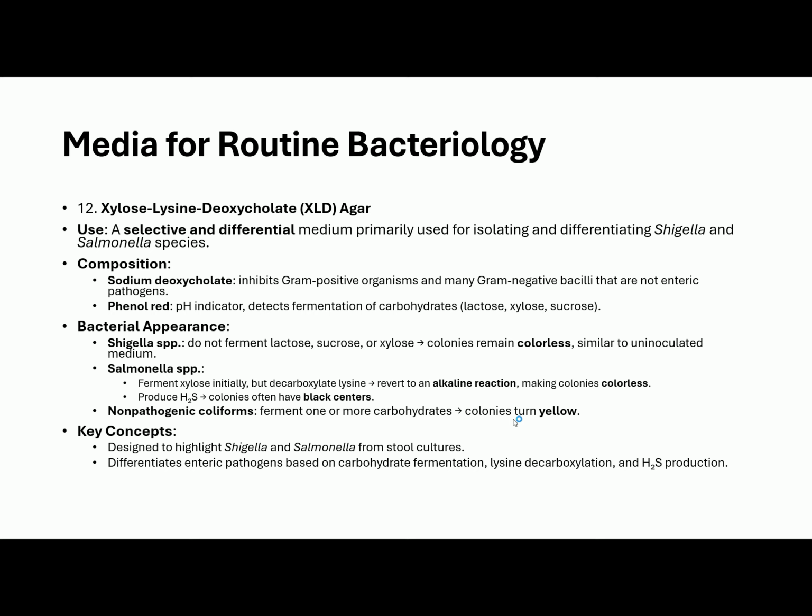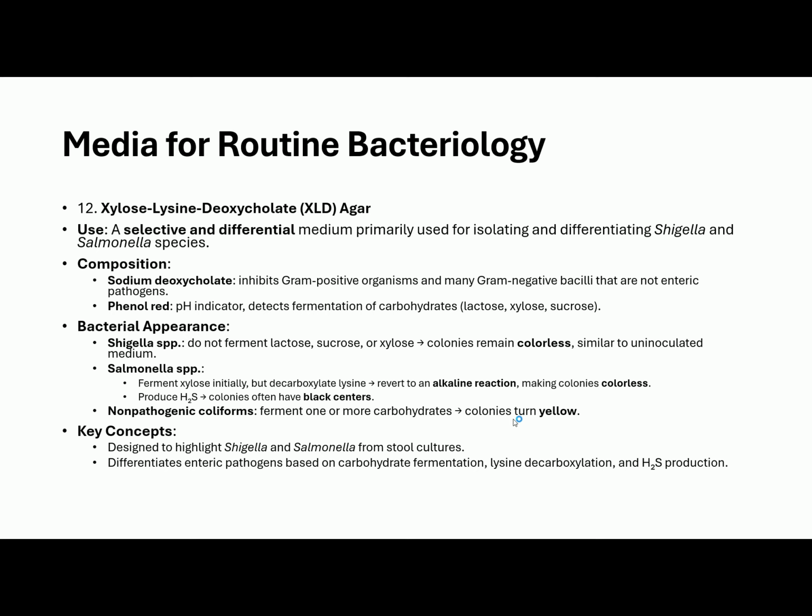Now, bacterial appearance, if it's Shigella, it does not ferment lactose, sucrose, or xylose, meaning the colonies would appear colorless. While your Salmonella would ferment xylose initially, but the lysine decarboxylation reverts to an alkaline reaction, making the colonies colorless. But as I mentioned, class, pag si Salmonella, it always produces hydrogen sulfide. Therefore, kahit originally colorless siya, since there is hydrogen sulfide, it would now produce black colonies.